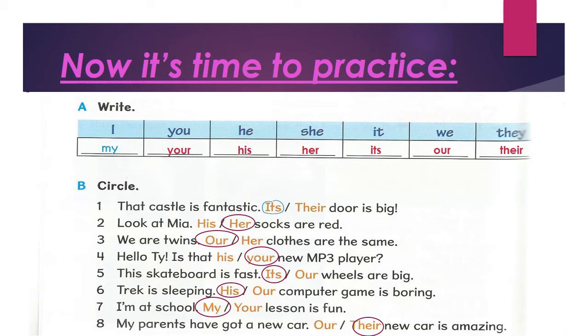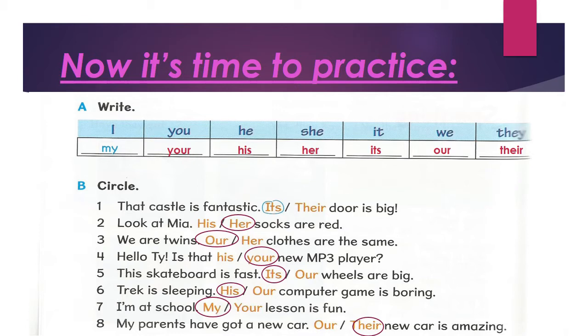That castle is fantastic. Its door is big. This one already solved. Okay, number 2, look at Mia. His or her socks are red. The answer is going to be her socks are red. Number 3, we are twins. Our or her clothes are the same. We are going to choose our.